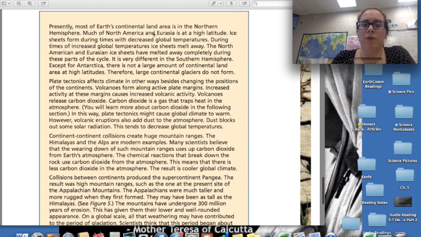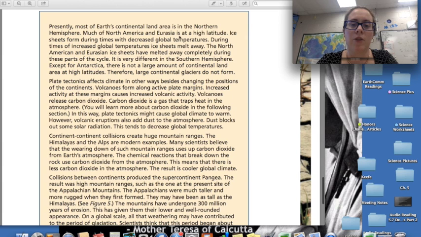Okay, last page. Presently, most of Earth's continental land area is in the northern hemisphere. Much of North America and Eurasia is at a high latitude. Ice sheets form during times of decreased global temperatures. During times of increased global temperatures, ice sheets melt away. The North American and Eurasian ice sheets have melted away completely during these parts of the cycle. So you don't see many ice sheets or glaciers around in North America or Europe or Asia right now. There are some, but not a lot.